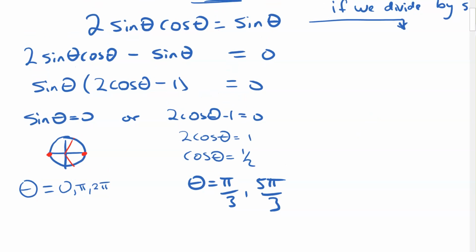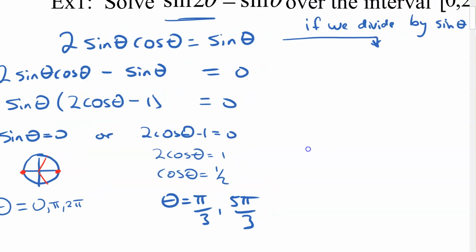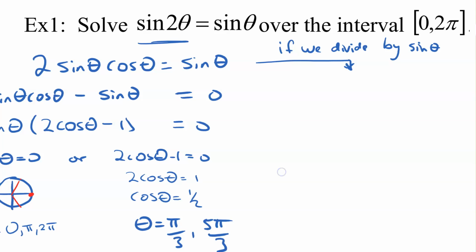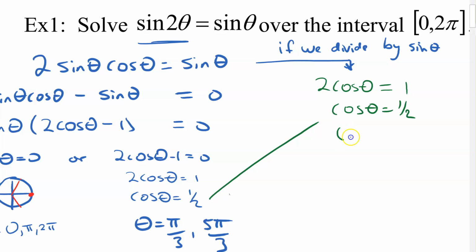So those would be all my answers. Okay, so now let's go, I'll switch colors here. So what happens if we just went and said, let's divide both sides by sine theta? So the first thing we would get, if I divide both the left-hand side and the right-hand side, we would get 2 cos theta equals 1. And then I guess I could divide both sides by 2. Cos theta equals a half. And then my solutions, well, that's the same as this, right? So I would get theta is equal to pi over 3, comma 5 pi over 3.